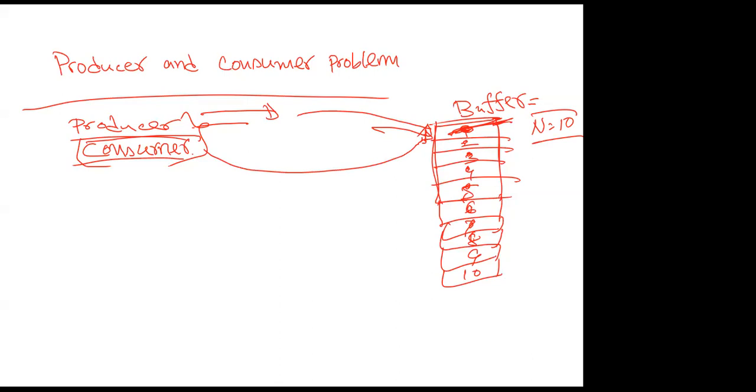Here we maintain a buffer, and once you run this producer process, it will generate some random number and insert it into the buffer. Whenever the consumer process runs, it will remove a number from the buffer. Now let's check how it actually works.